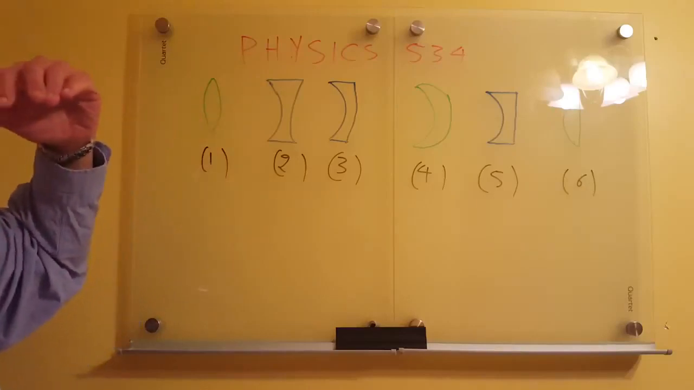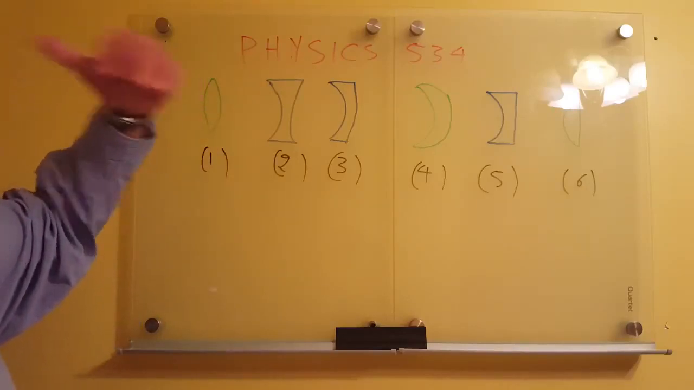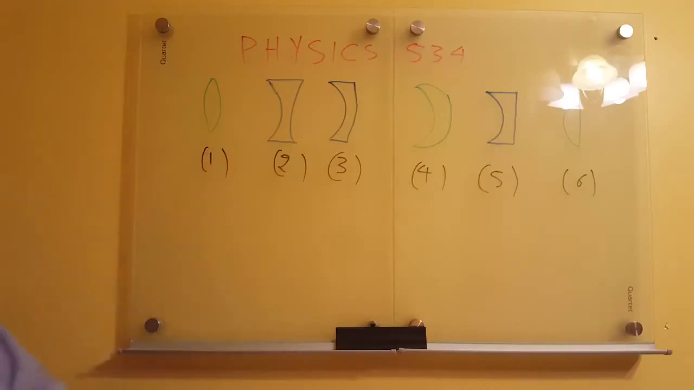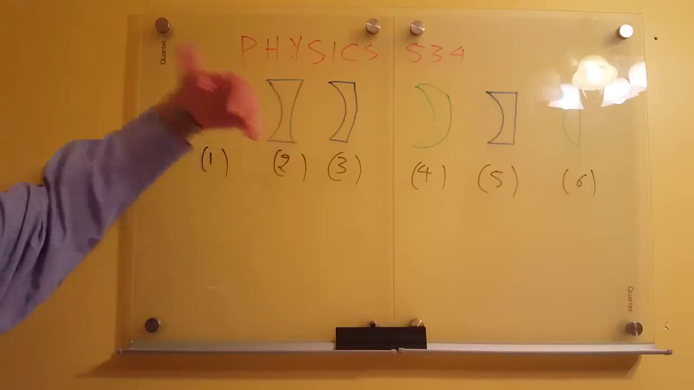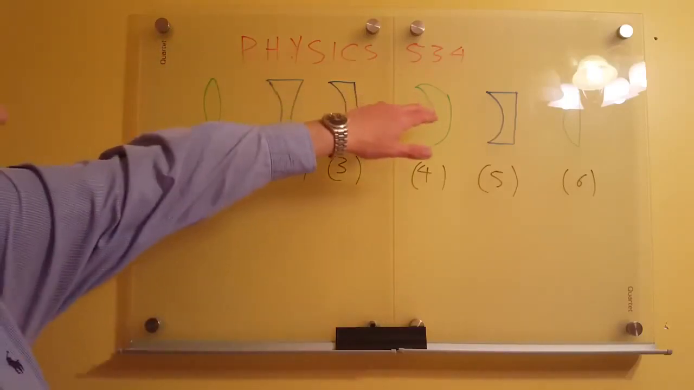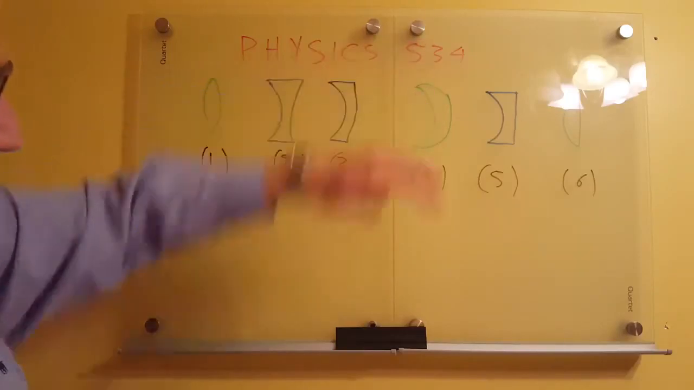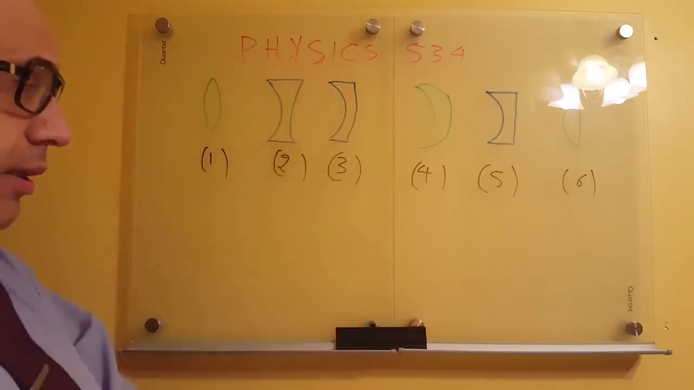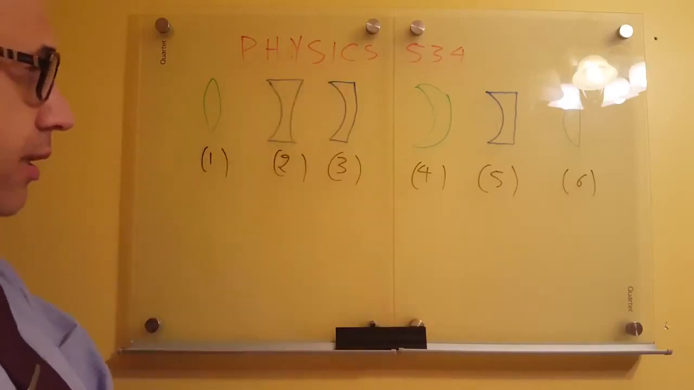And that has to do with the fact that for a lens to be converging, its focal length has to be positive. So that's why this here, since it's converging, its focal length is positive, and this here is negative.